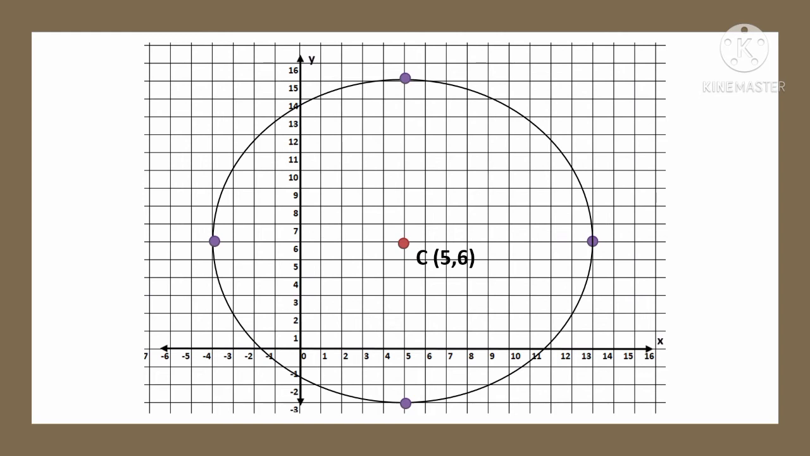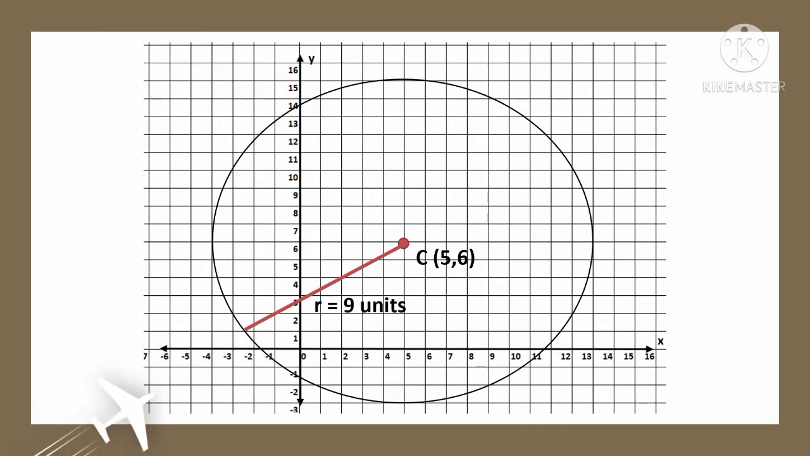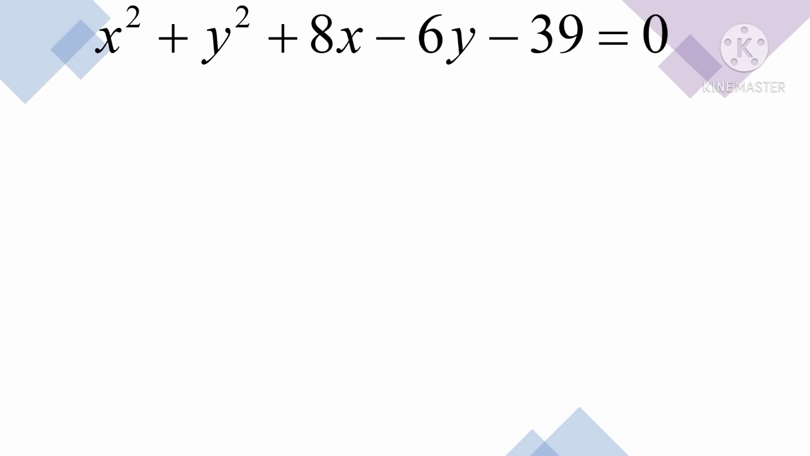Note again that from the center to any point in the circle, draw a line, and that represents the radius of your graph. Again, do not forget to label the radius. So r is equal to 9 units. The last example is the general equation of the circle, which is x squared plus y squared plus 8x minus 6y minus 39 equal to 0.